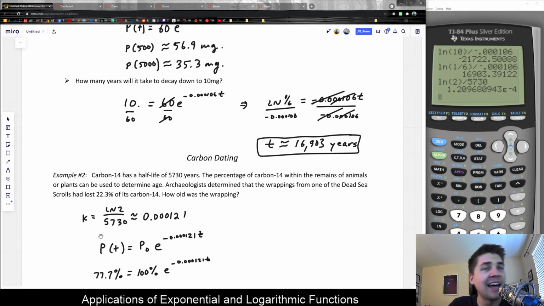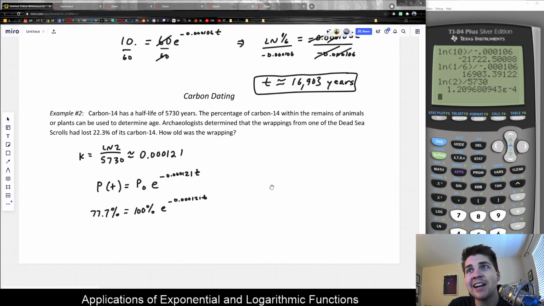77.7% is a heck of a coincidental percentage for this, which I find to be quite interesting. Of course, 100% is equal to 1, so we could divide that to the other side. If I write that as a decimal, that'd be 0.777 left, equal to 1 times e to the negative 0.000121t. Basically, the initial population, I'm assuming that's just the full amount, so on the other side is the percentage, and that's kind of the deal.